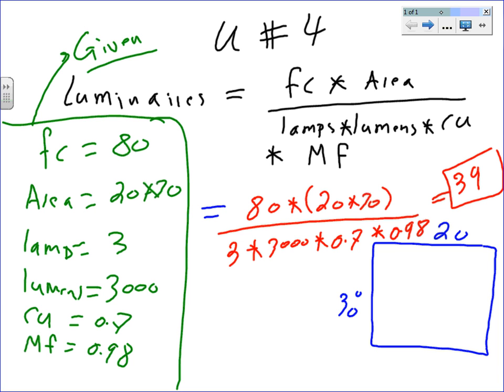39 fixtures. Any question first about how to find the number of fixtures? Straightforward, right? You plug in the numbers and find how many fixtures you want. Now, challenge number one is how you are going to place these fixtures in the room after you find how many fixtures you need. You are going to be doing it with me.